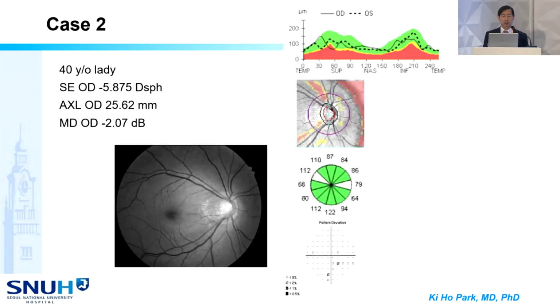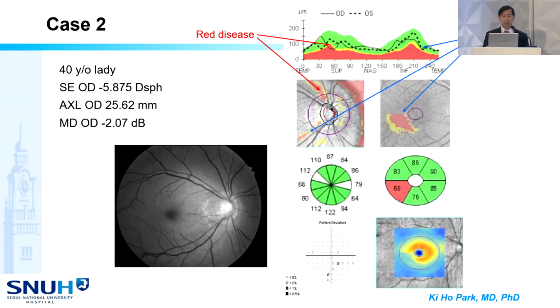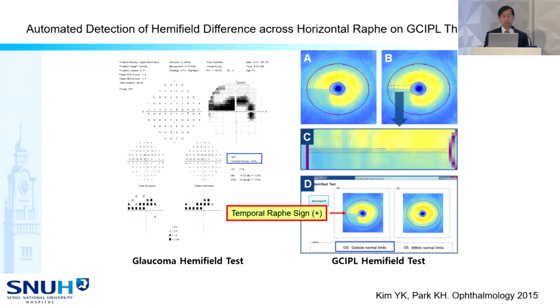So case 2 is a 40-year-old lady, myopic, and RNFL defect was shown in the deviation map. We need to look at the thickness curve. So in the superior part, it is due to the shifting of the superior solid line to the temporal side. So it is red disease. However, the inferior temporal RNFL defect, which is also shown in the RNFL photography, is a real defect, and it can be confirmed by the GC-IPL deviation map. We call that the temporal raphe sign.